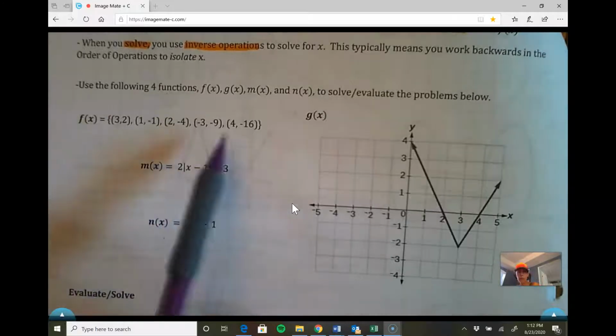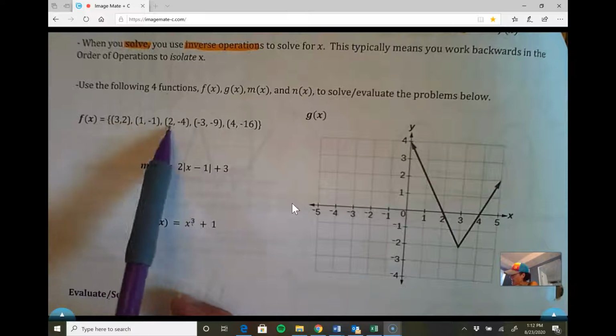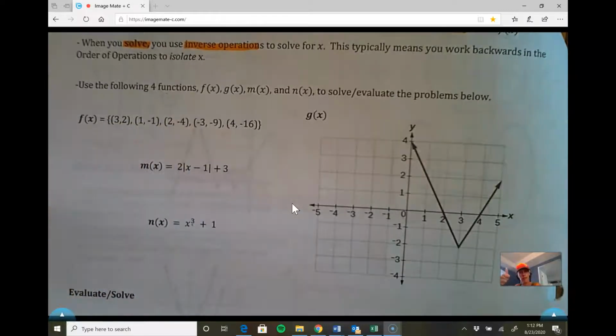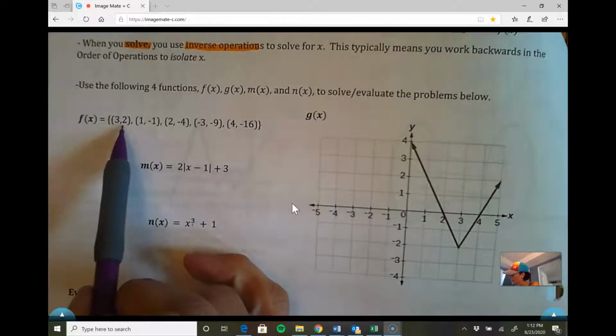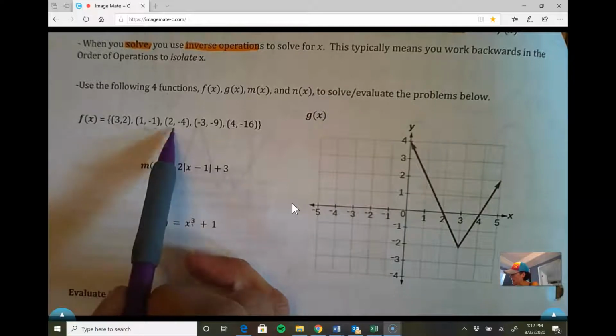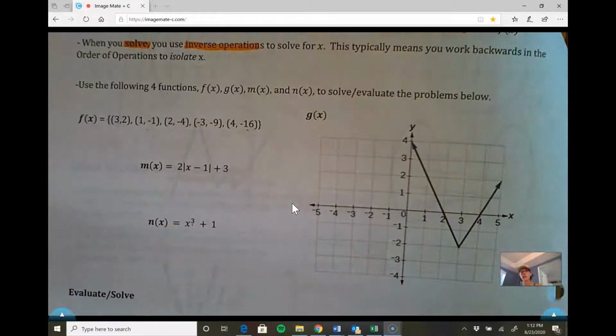So just real quick, this is an easy one to tell. Let's just do a little review. So first, is this a function? So if I look, all the x's are different. So yes, thumbs up, it's a function. And then is it a one-to-one function? So that means all the y's have to be different. So 2, -1, -4, -9, and -16. So just a heads up, this is not only a function, it's a one-to-one function.